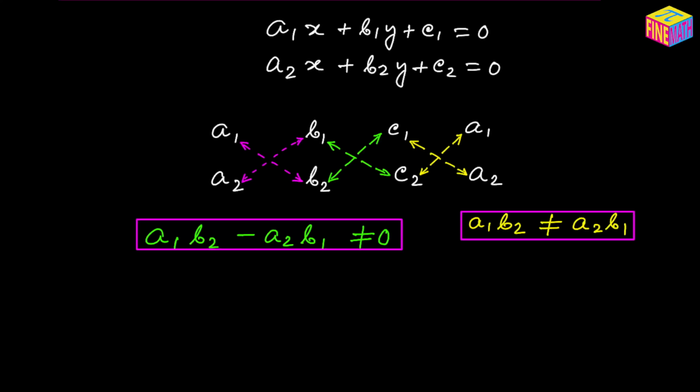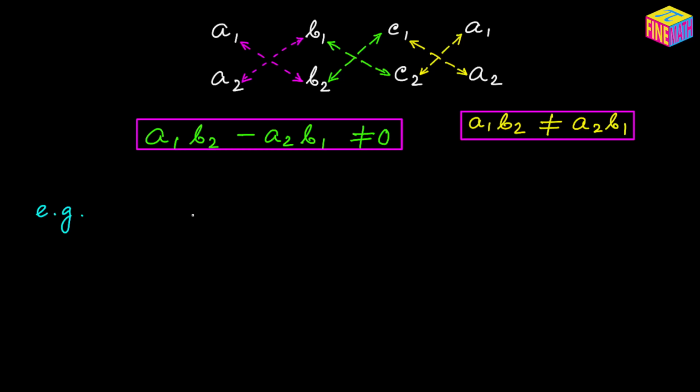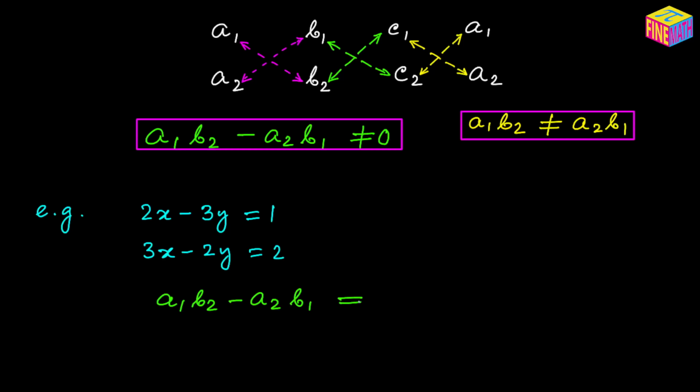Now let's take a quick example. Let's suppose we have been given the equations of two straight lines. Let's say we have 2x minus 3y is equal to 1, and then we have 3x minus 2y is equal to 2, for example, right? And we have been asked to find out if these two lines are concurrent or not. So what is our necessary condition? Well, we have to find the value of a sub 1 times b sub 2 minus a sub 2 times b sub 1, and that cannot be equal to 0.